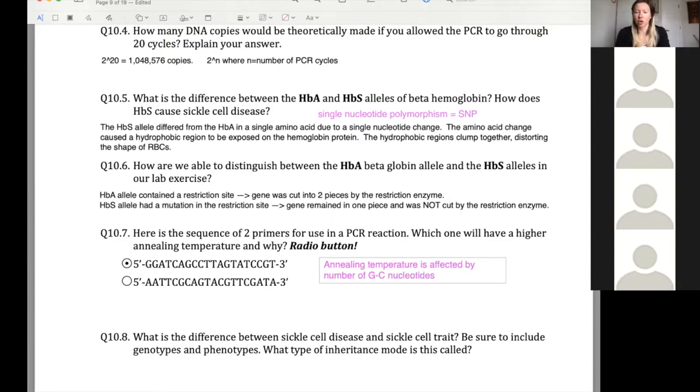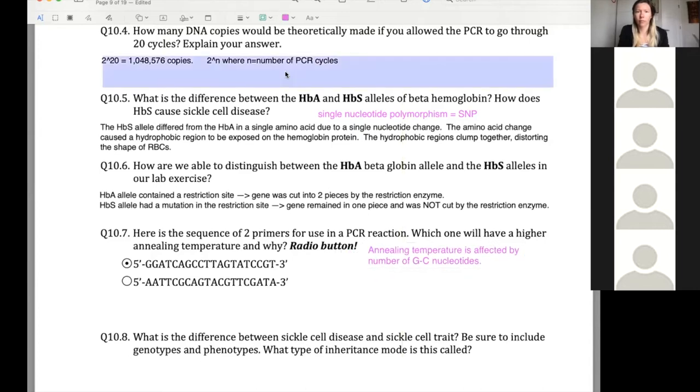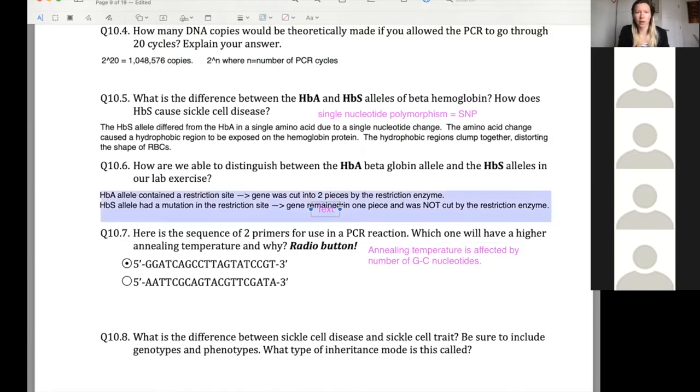And why is that? Why do the GCs need a higher temperature for annealing? Because it requires higher heat. Yes, higher heat. Why does it need higher heat? Because they're joined by hydrogen bonds. Exactly, yeah. So we have two hydrogen bonds between adenine and thymine, but between the G's and C's, we've got three hydrogen bonds.